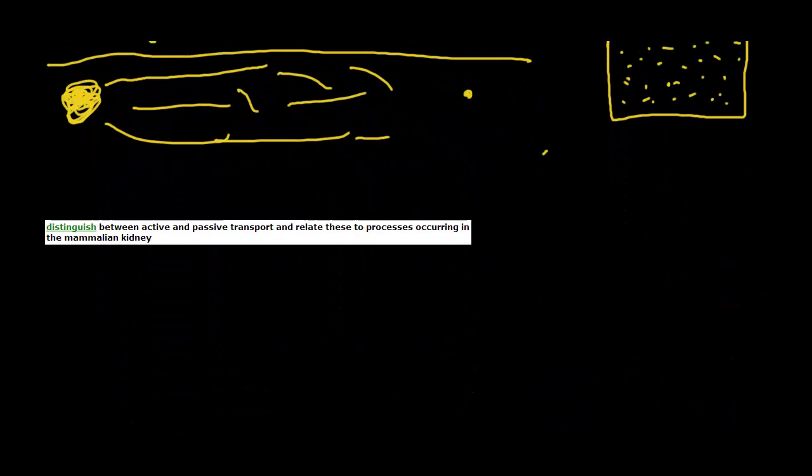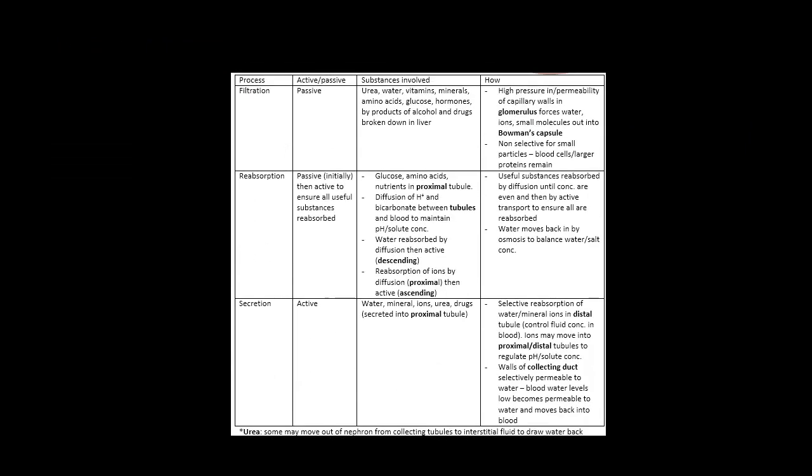Distinguish between active and passive transport and relate these to processes occurring in the mammalian kidney. Now, I've got a little table here which just describes all this, and I'm just going to talk you guys through it. So here it is. We've got filtration, and that process is passive.